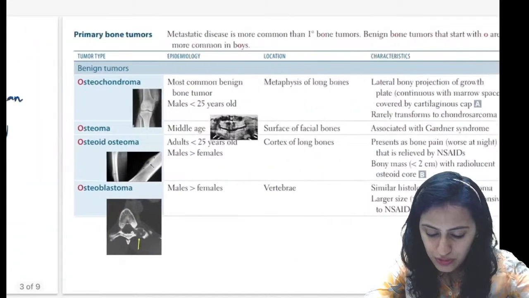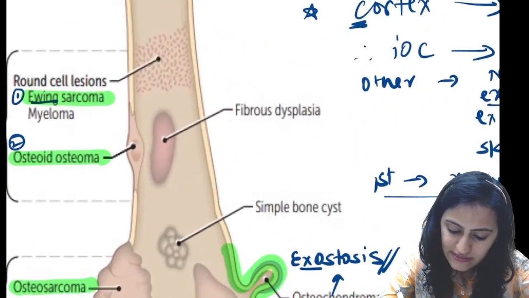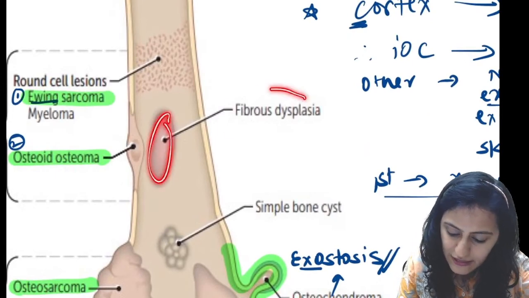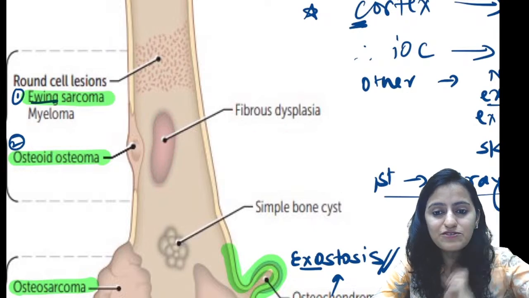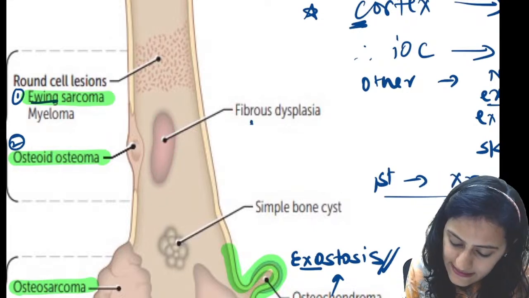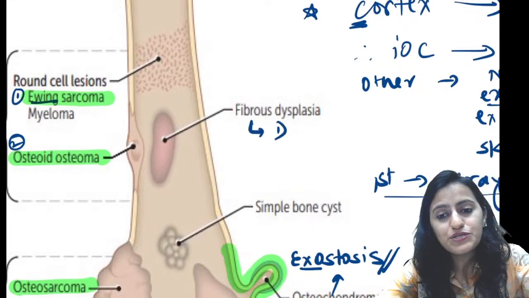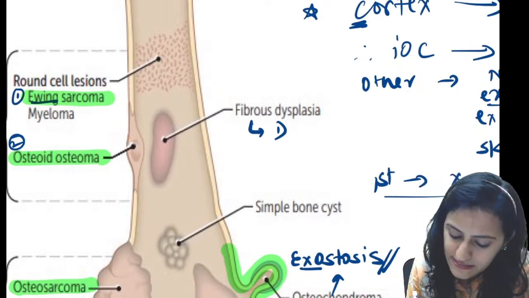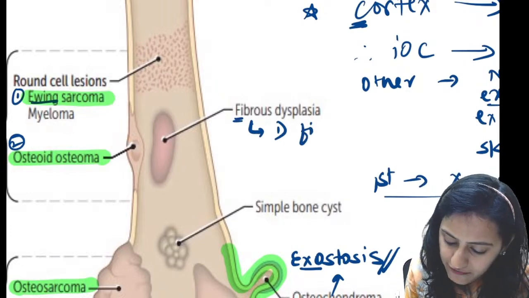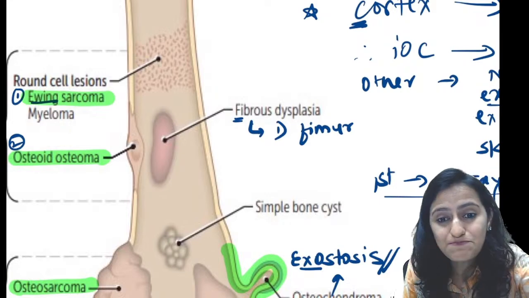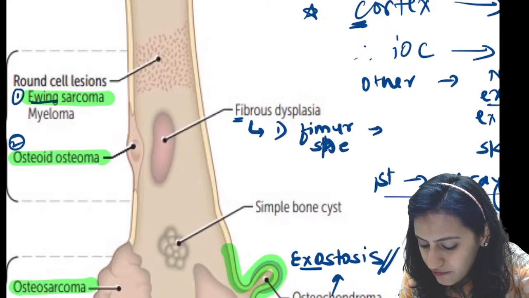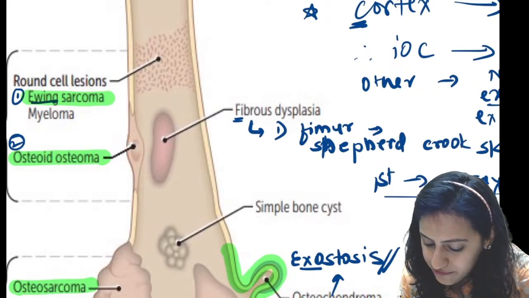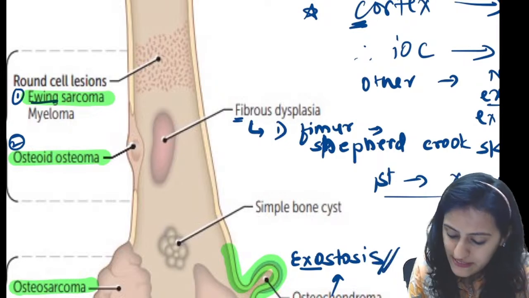Now, you can see one more thing here, this is fibrous dysplasia. Fibrous dysplasia has been asked in the recent NEET PG and also in the AIIMS exam. One thing that I want you to remember for fibrous dysplasia, remember FI, like it's femur dysplastic. So remember the deformity of the femur that we see here is the Shepherd crook deformity of the femur.